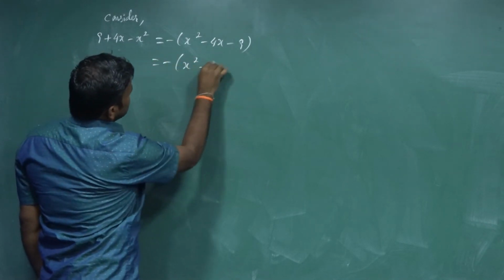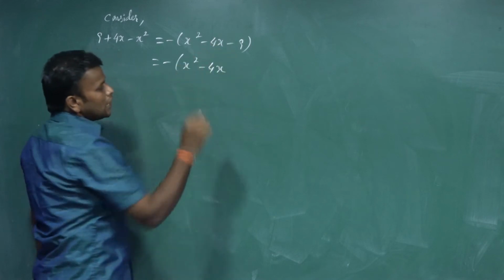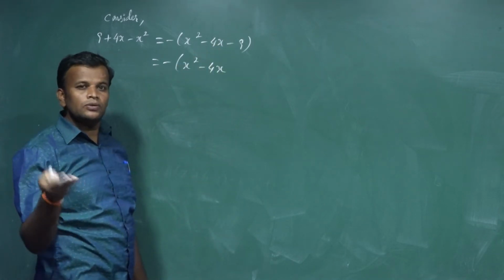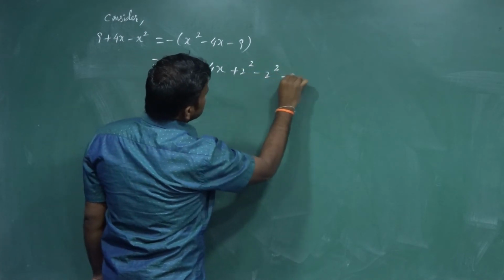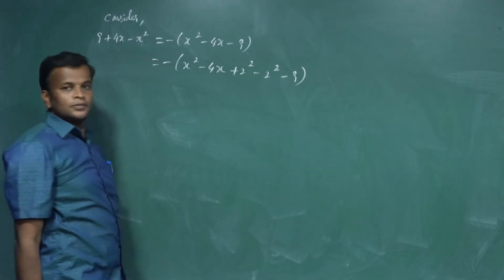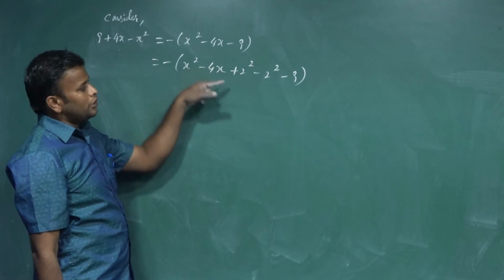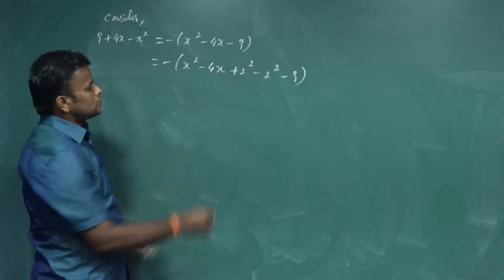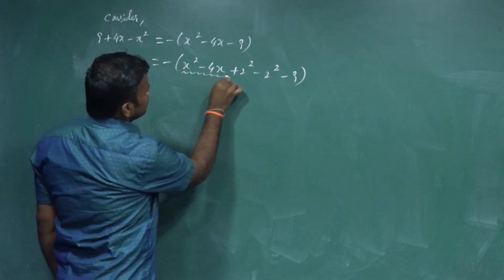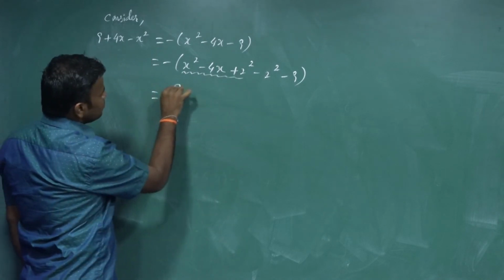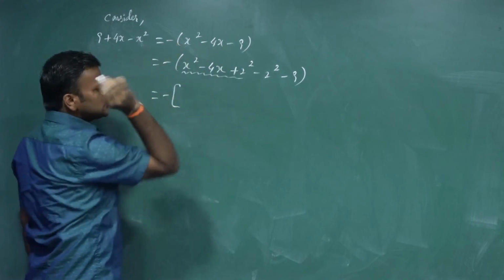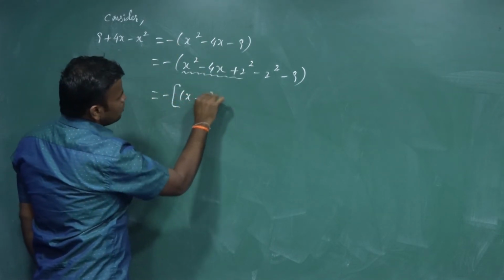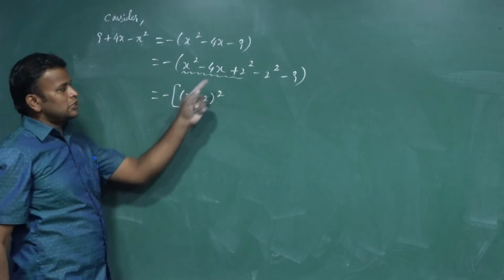Minus, the next step: minus 4x, add and subtract the square of half the coefficient of x. So plus 2 square minus 2 square minus 9. The coefficient of x is 4, 4 by 2 is 2, so 2 square minus 2 square. The first three terms are of the form a square minus 2ab plus b square, which is a minus b the whole square: x minus 2 the whole square.